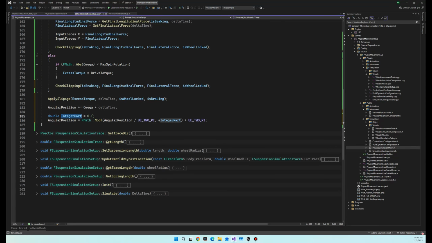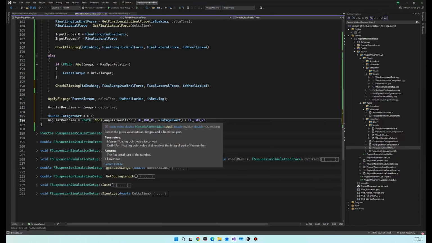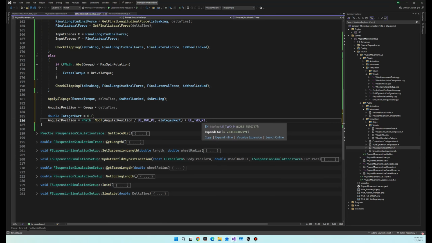And then we have the angular position again based on the integer part. So what we're going to do is a modifier, angular position divided by 2 pi, and again that's a constant there by Unreal Engine, and then that's the part that we want. So that's the modifier, and then we multiply that by 2 pi again, and that should get us the angular position that we actually need.